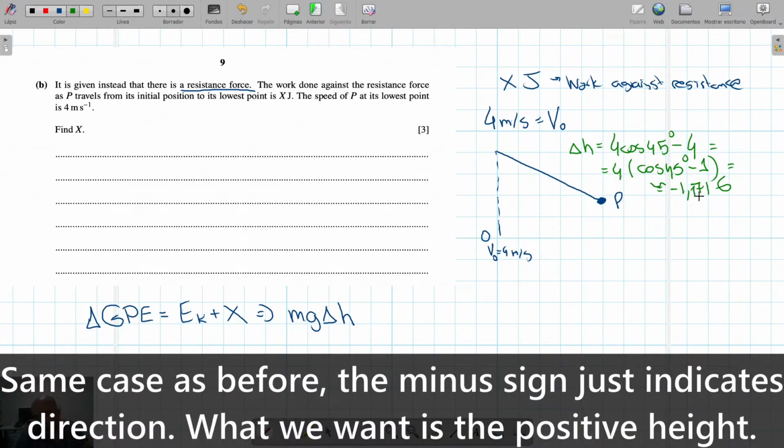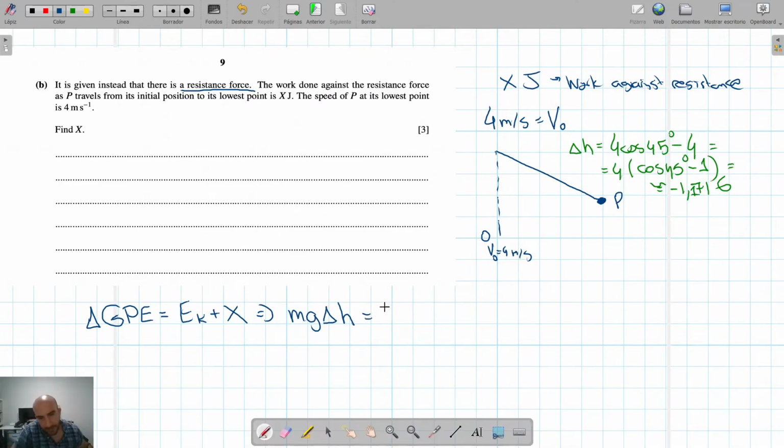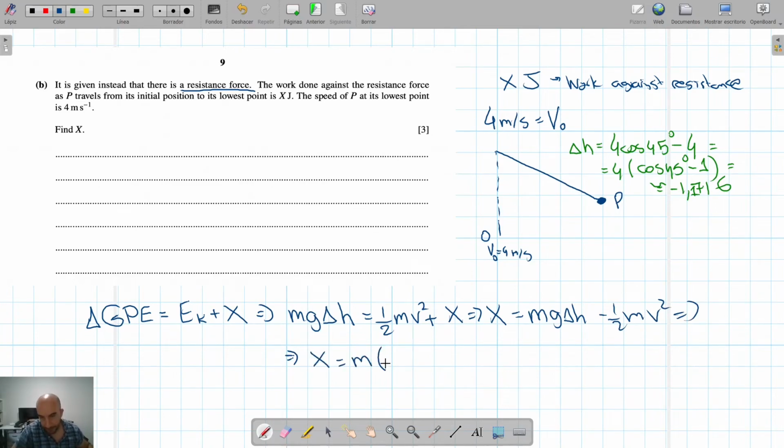Okay, so that change is going to be half mv squared plus that X. So X is going to be mg times the change of height minus half mv squared.